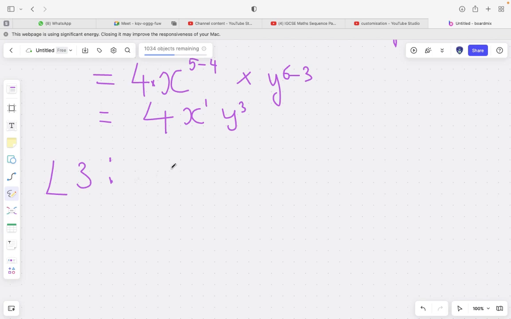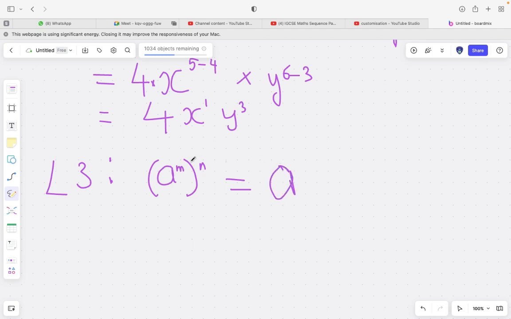So for third law, if we write a to the power of m, and then we put bracket, and then we put another power outside. If we have something like this, what it means is that you can simply say a.